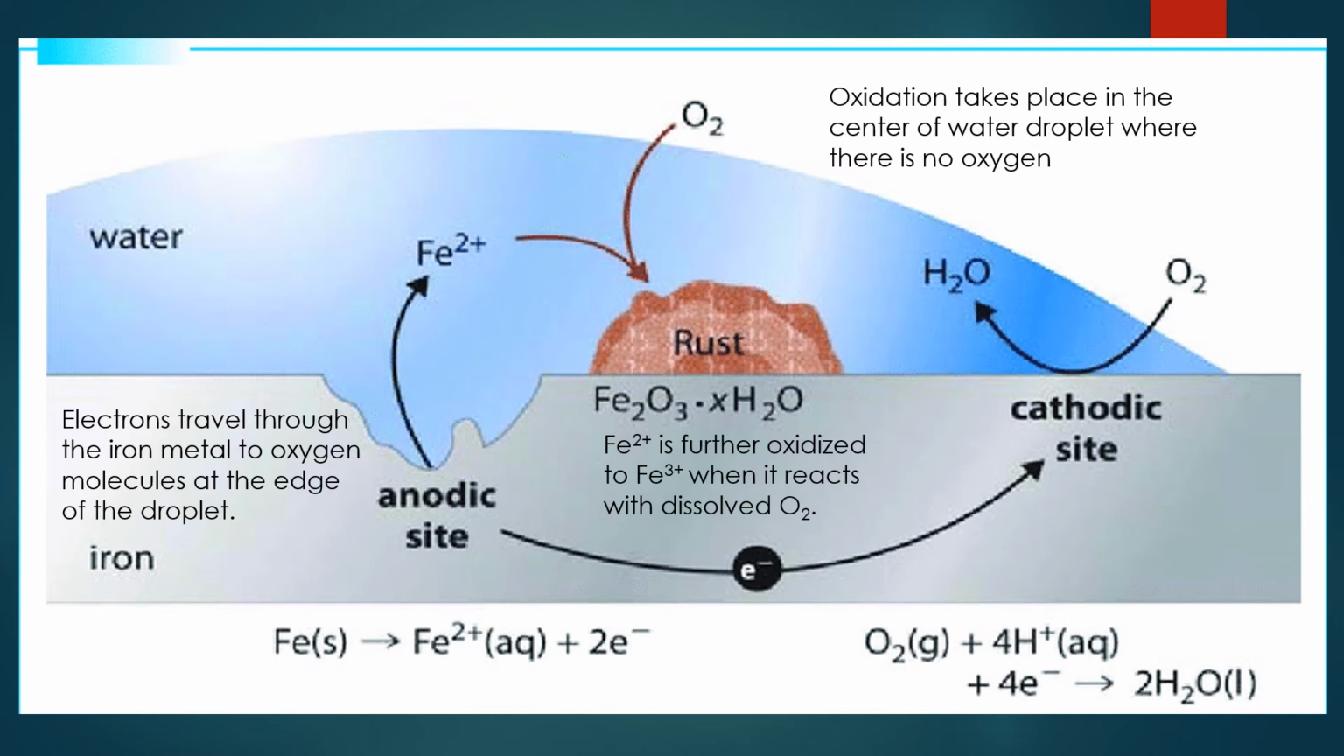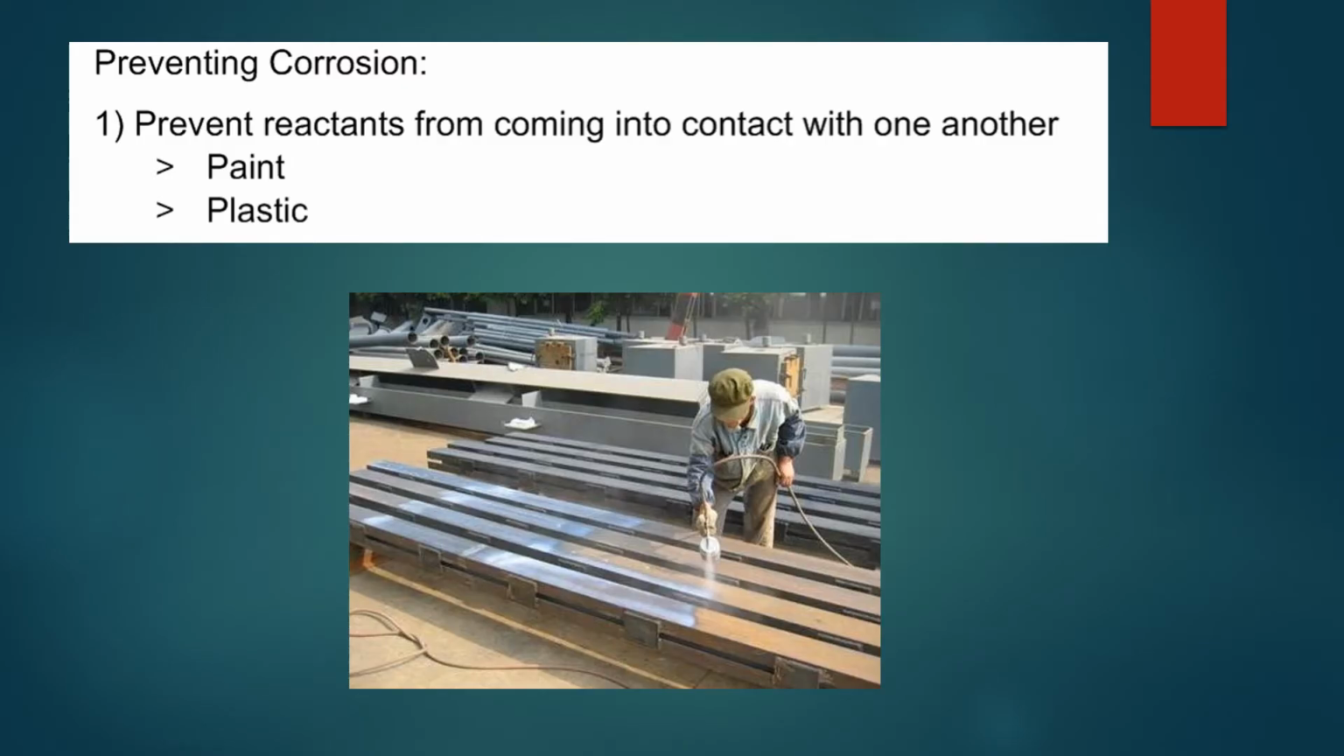Because we know we have this reaction taking place, how do we actually prevent it? There are two different ways that we can prevent corrosion. The first way to prevent corrosion is to prevent the reactants from coming in contact with one another.